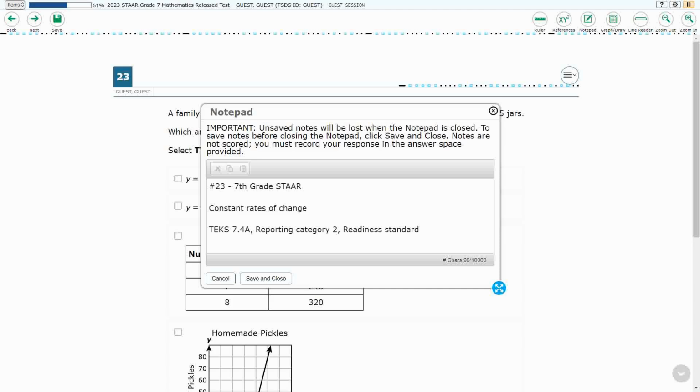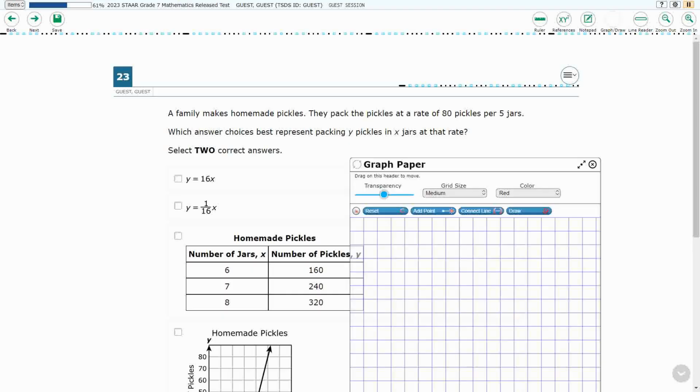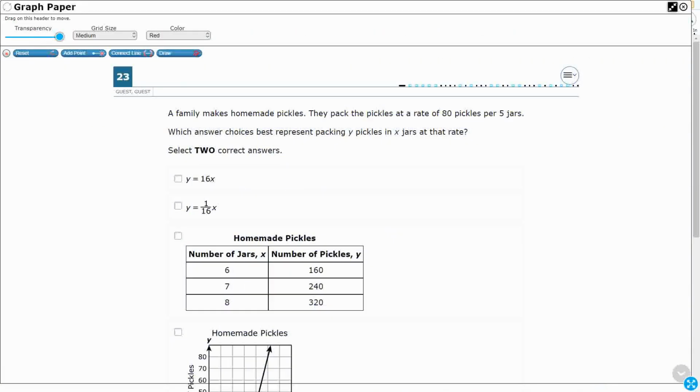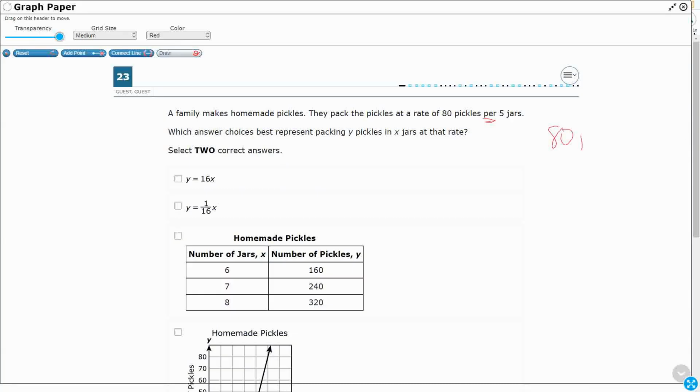This is a readiness standard, TEKS 7.4a, in reporting category 2. So we've got a family making homemade pickles. They pack the pickles at a rate of 80 pickles per 5 jars. So that's going to be our rate right there. You see that word per? Gives us a nice clue we're dealing with a ratio here. So 80 pickles per or over 5 jars. So we just simply need to represent that. Okay? So which answer choice is best to represent that?